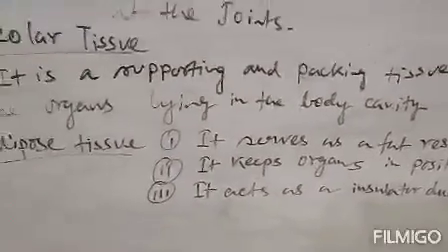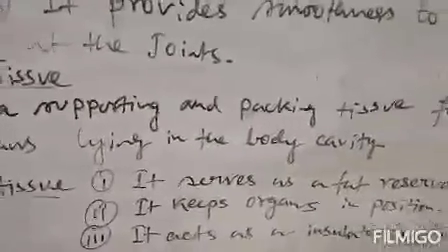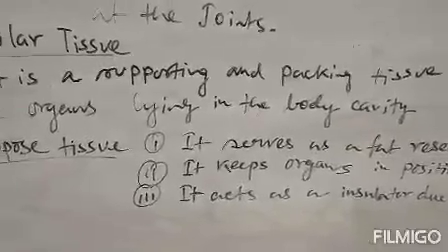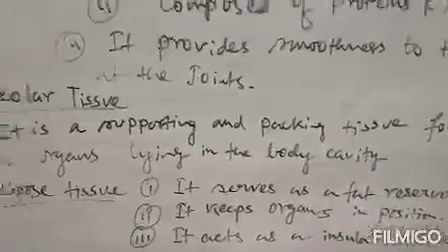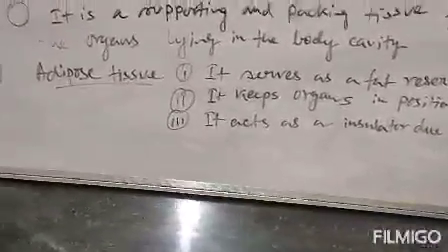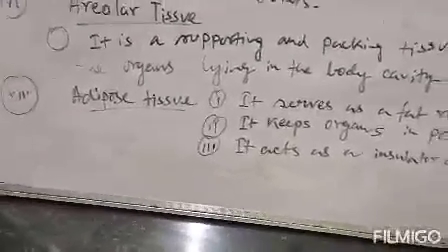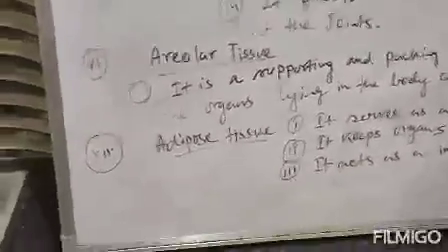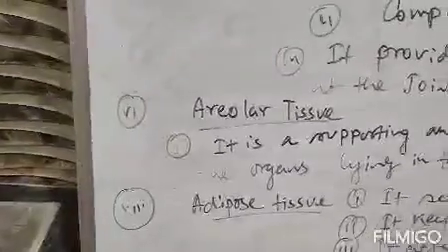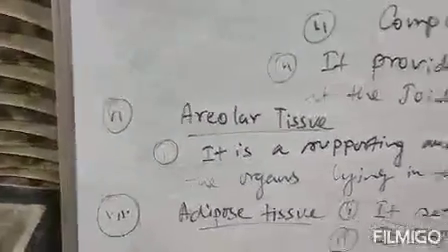Clear? And its location is, it is found below the skin, between the internal organs. Just write the fourth point, that it is found below the skin, in between the internal organs. So that is all about adipose tissue, and with this our connective tissue is complete.